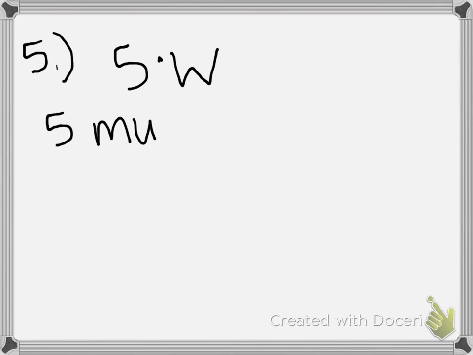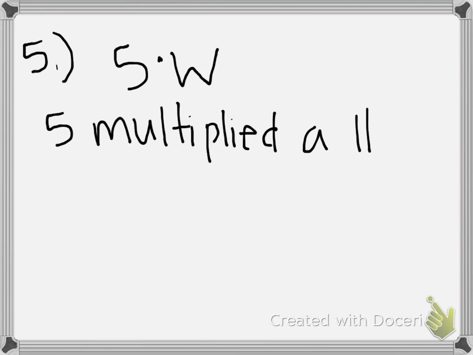Let's go on to, well, number 5 was actually my next one. So I said, number 5, the algebraic expression is 5 times w. So my word phrase would be exactly what I just said. It would be 5 multiplied, or times, whichever you prefer, a number. Or you could say a number multiplied by 5, whichever way you want to say that.